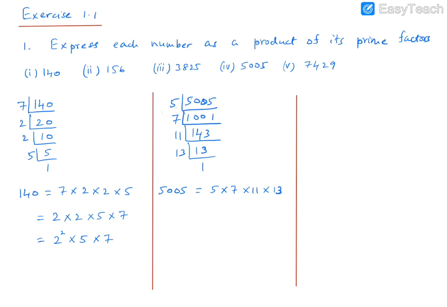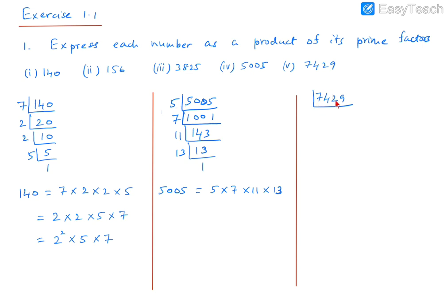So let's move on to one more example. I'm going to do the next one, which is 7429. Let's divide this with some prime numbers and see which prime number goes into this. Of course, since it's an odd number, we can't divide it by 2. The next prime number that we can use for the division is 3, and you will find that 3 also does not go into this, 5 does not go into this, 7 does not go into this.